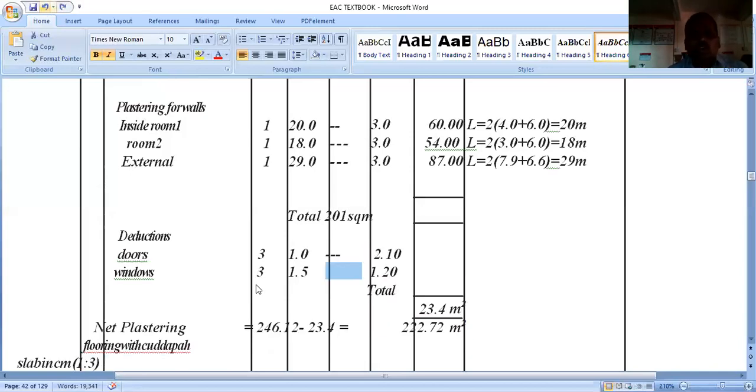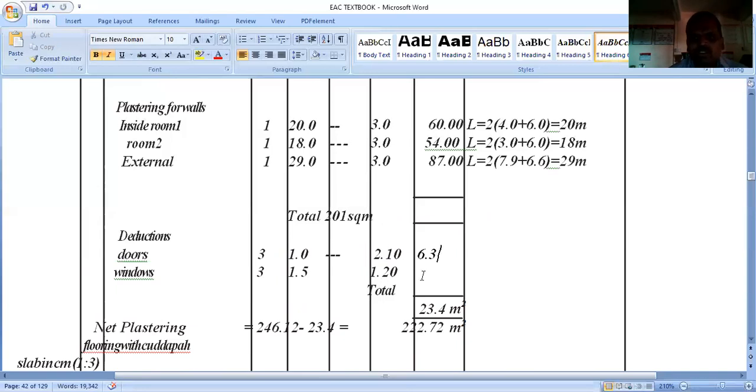So how many doors are there? There are 3 doors. The length is 1 meter and the height is 2.1 meter. So going through the calculation: 3 into 1 into 2.1. It is 6.3 square meter. Here I will write it as 6.3 square meter.